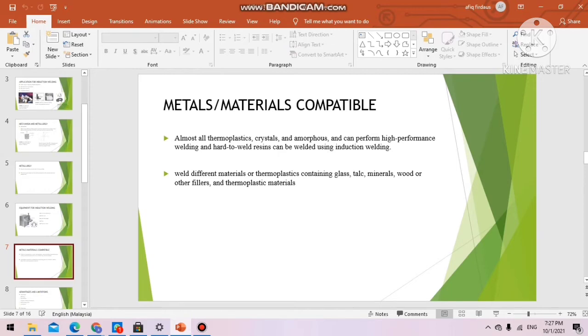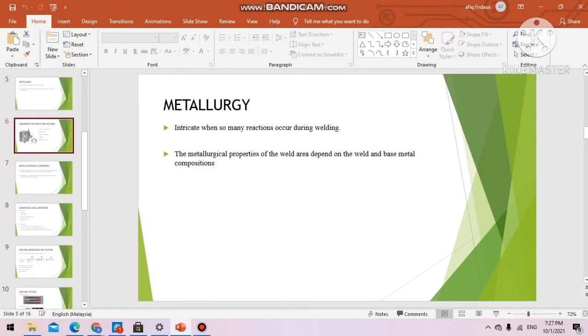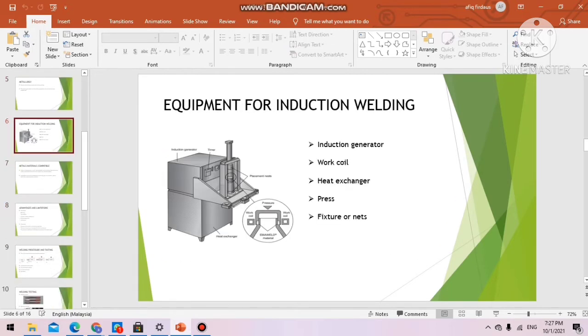The function of the work coil is to supply the magnetic field around the joint. It should be consistent with the induction generator power output and configured to decrease arcing or overloading patterns at high frequency. In achieving high strength, weld, and process performance, work coil design and position are critical.